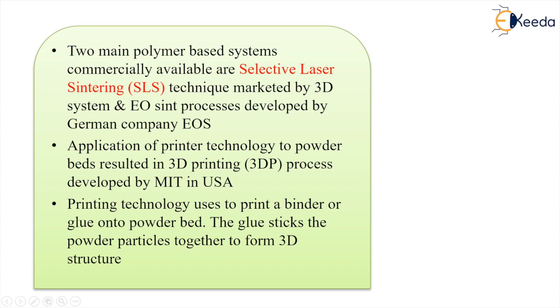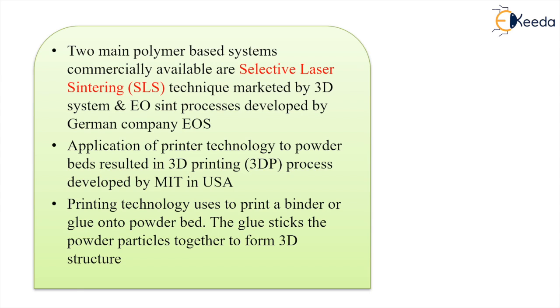The two main polymer based systems commercially available are selective laser sintering, known as the SLS technique, which was marketed by 3D Systems, and the EOSINT process developed by the German company EOS. The application of printer technology to powder beds resulted in three-dimensional printing or the 3DP process, which was developed by MIT in the USA. The printing technology is used to print a binder or a glue onto a powder bed. The glue sticks the powder particles together to form a three-dimensional structure.